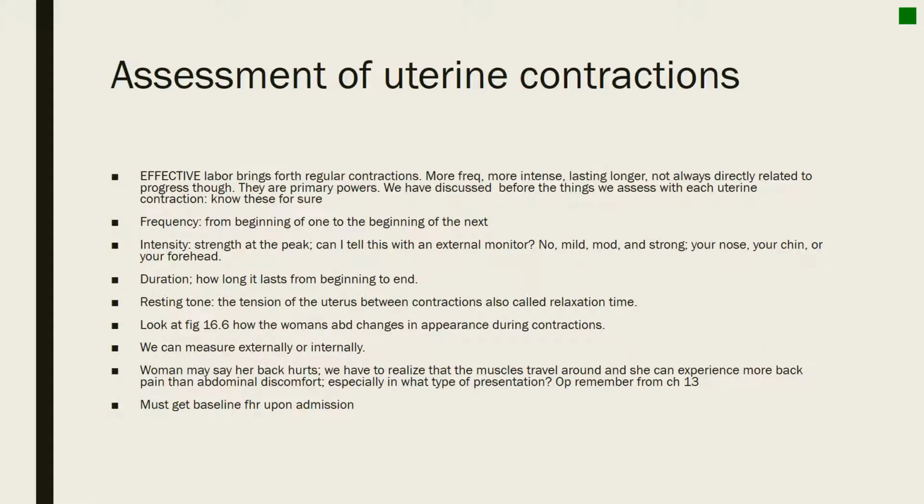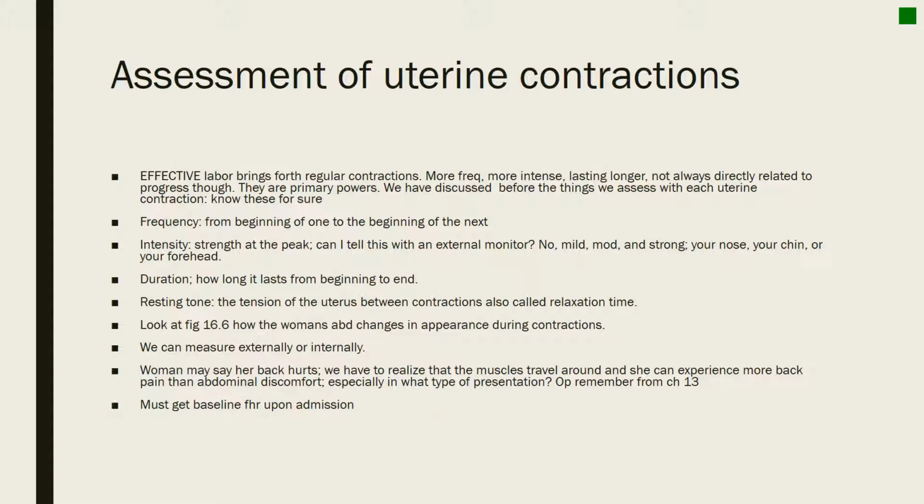All right, assessment of uterine contractions. We know that effective labor brings forth regular contractions: the more frequent, the more intense, the longer they last. These things we expect, but they don't always directly relate to progress. These are primary powers, and we've discussed these before.